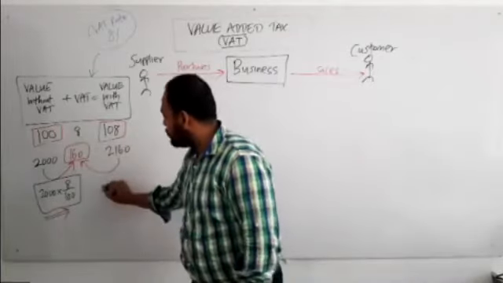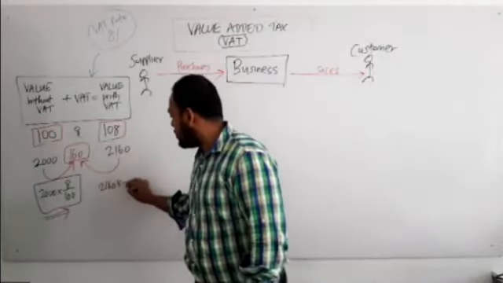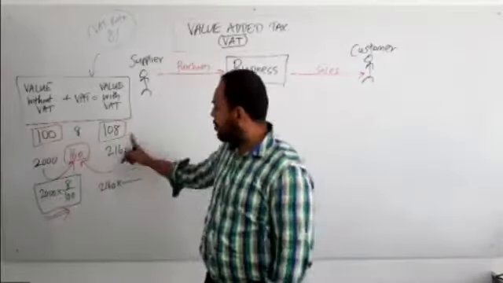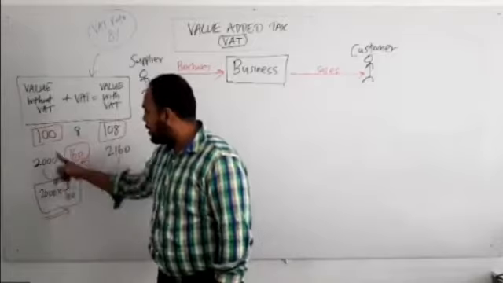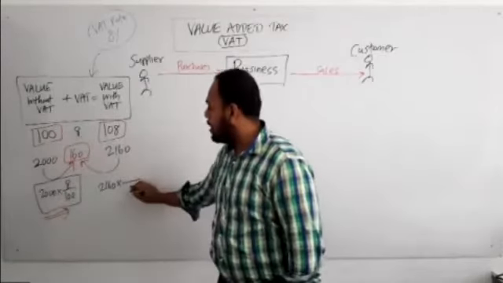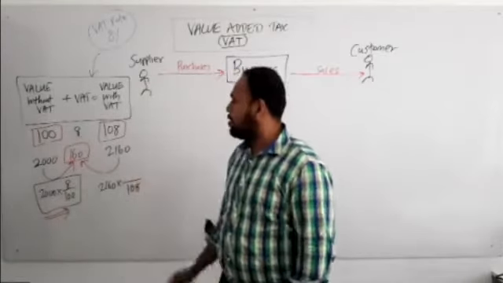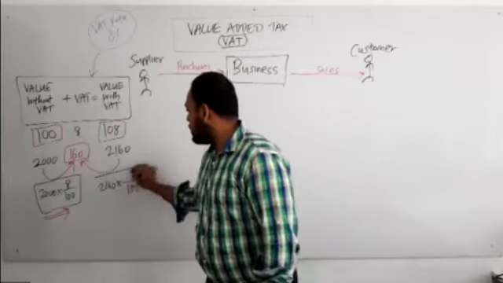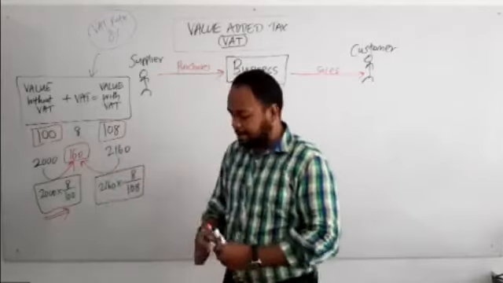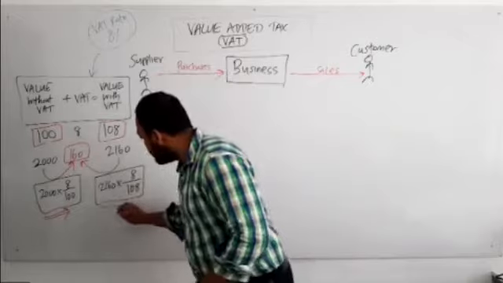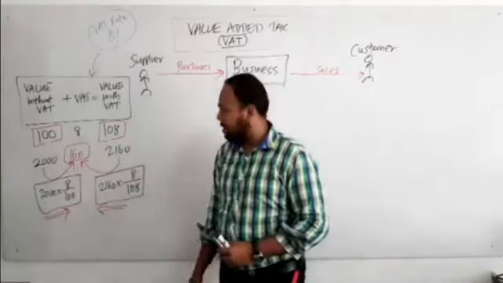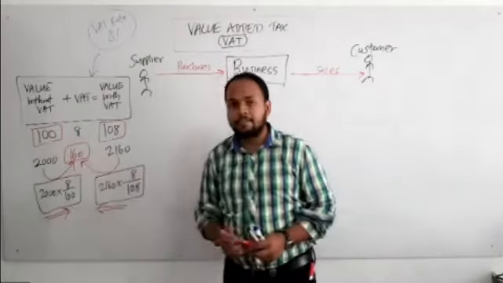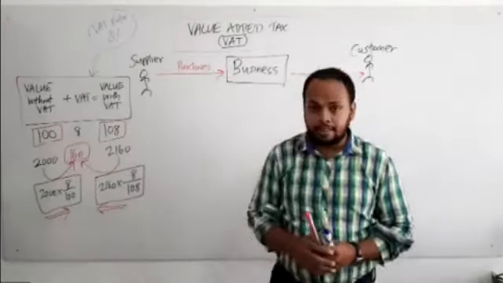You have this value 2160 divided by 108, because this is equal to 100 plus 8, which is 108. Then you divide by 108 and multiply by 8. So if you go this way, 8 over 108, then you will get the answer as 160.